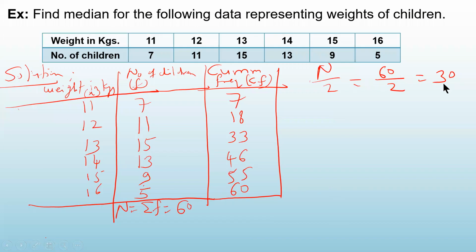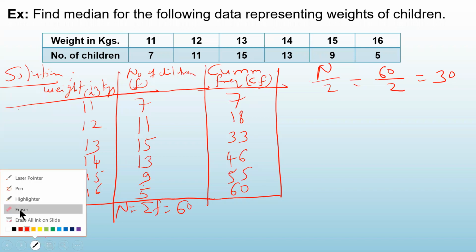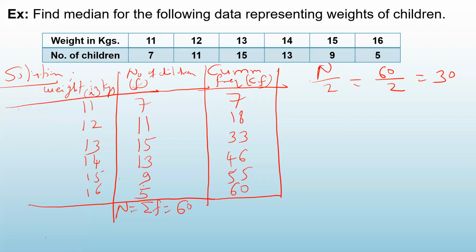So we got n by 2 as 30. What you have to do now, look at this cumulative frequency column. And in this column, look at where you are getting the figure less than 30. Okay, this is very important. Try to concentrate here. N by 2 is 30, correct? Look at the cumulative frequency column.